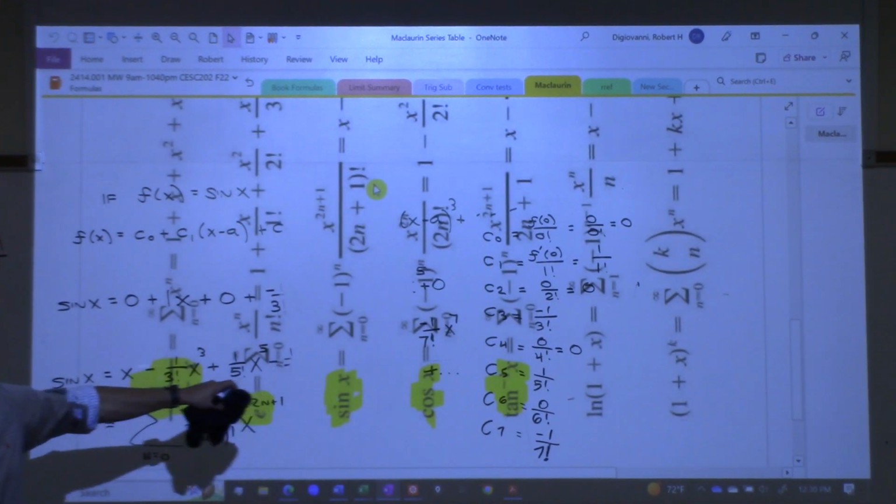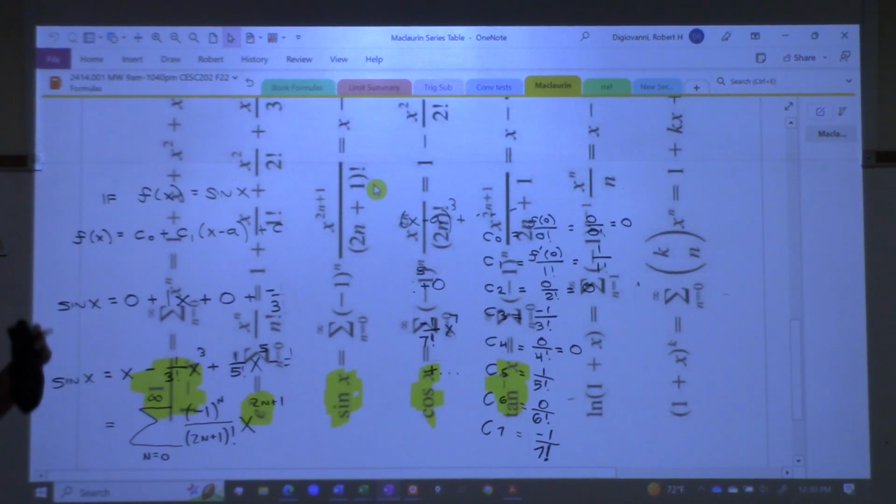The rest of these functions on this table, you could do the same way. You could try and come up and make a table of all the derivatives, plug in the 0.